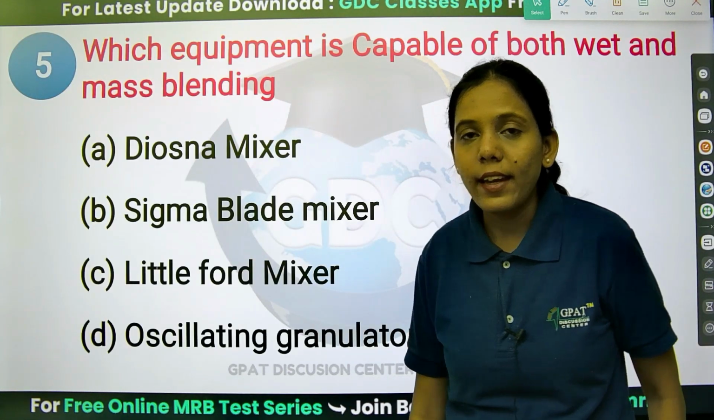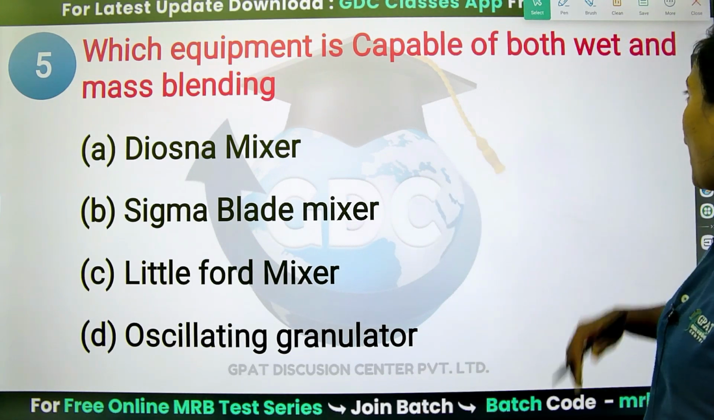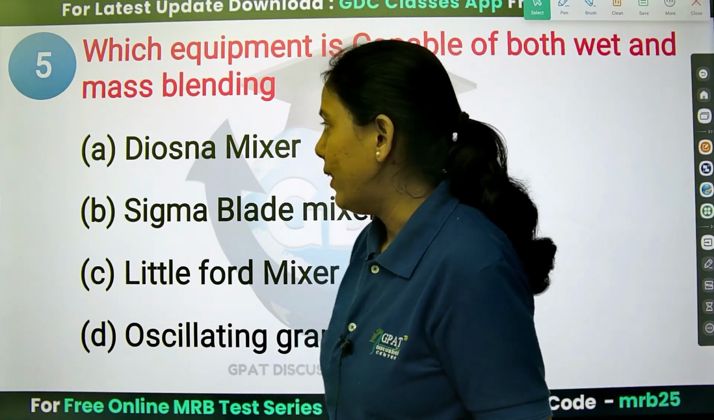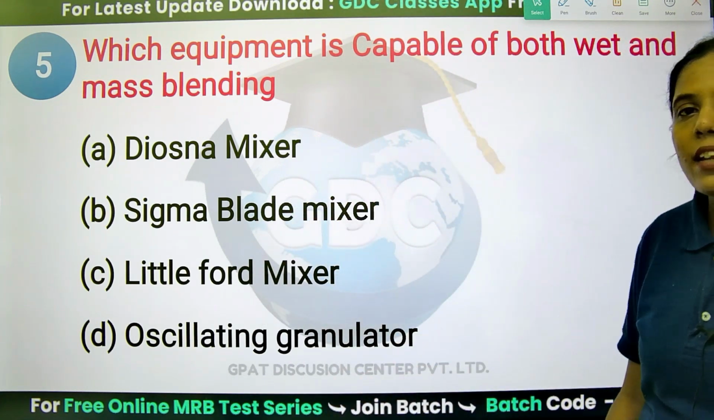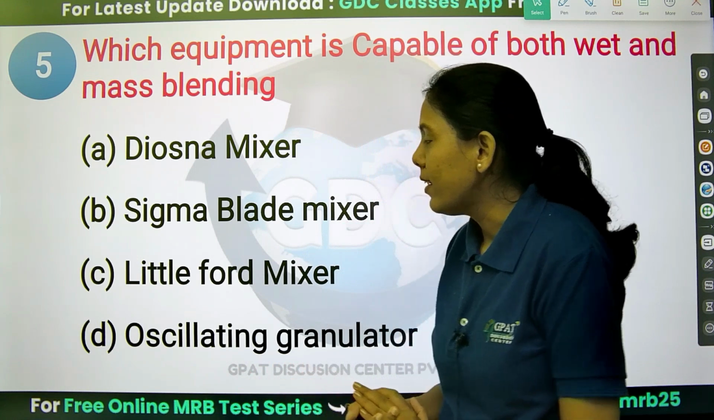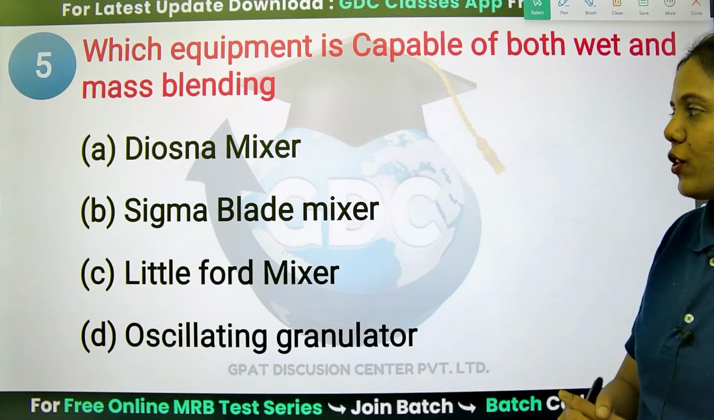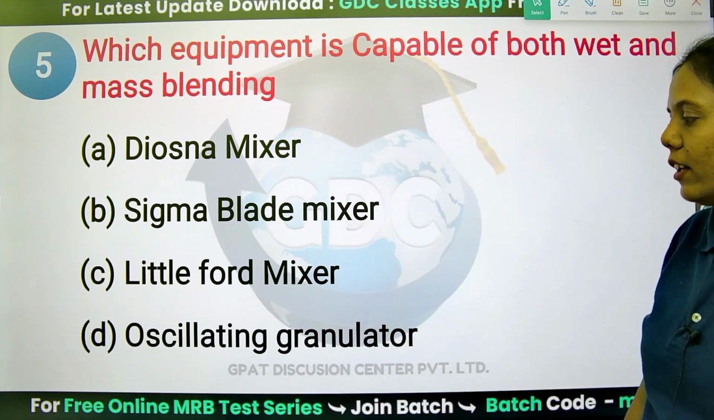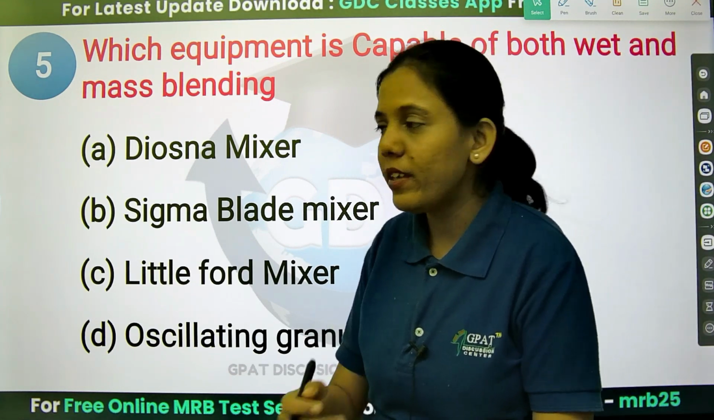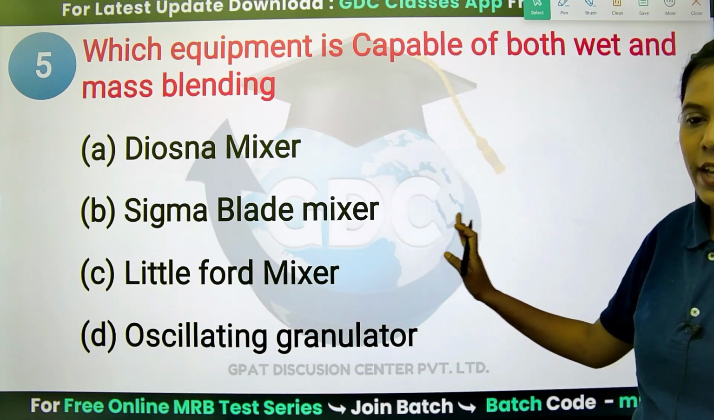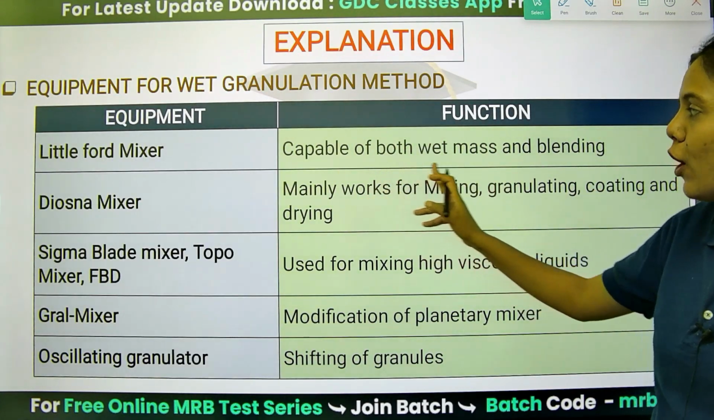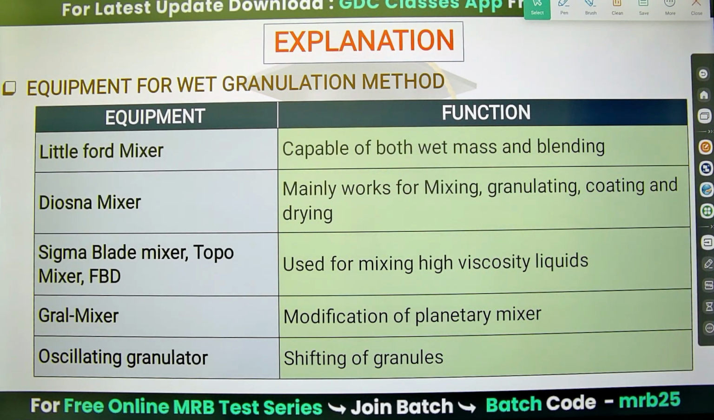Okay. The next question is, which equipment is capable of both wet mass and dry blending? Okay. So these are the various types of mixers which we are using in the processing of any of the powder mixture. Okay. Diosna, Sigma, Littleford or oscillating granulator. So basically for both we are using Littleford mixer. Okay. So option C is the right answer. Littleford mixer, both wet mass and the blending.